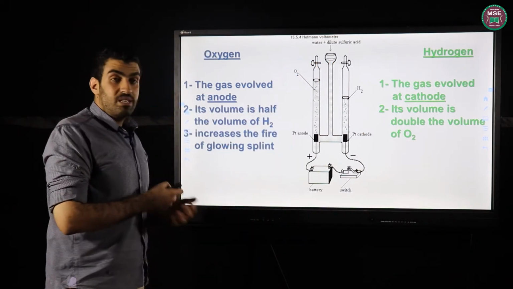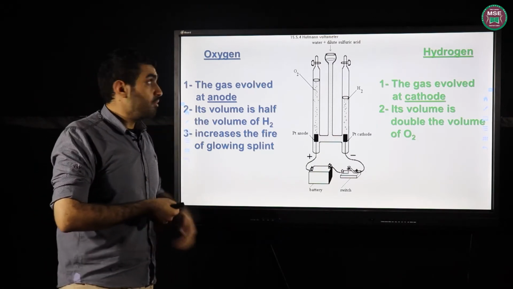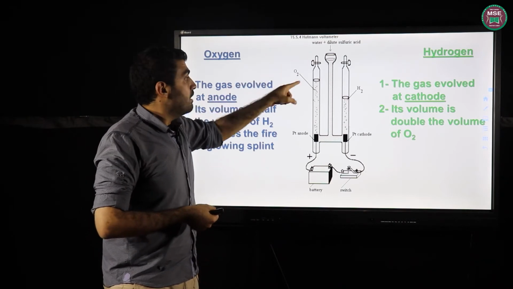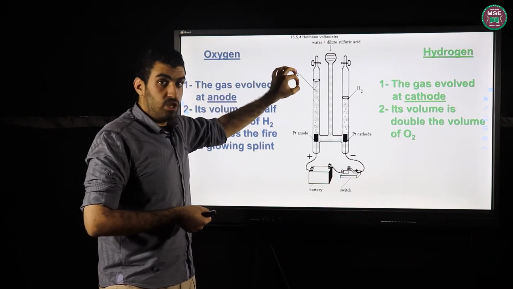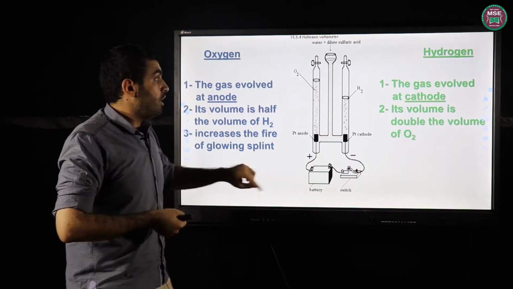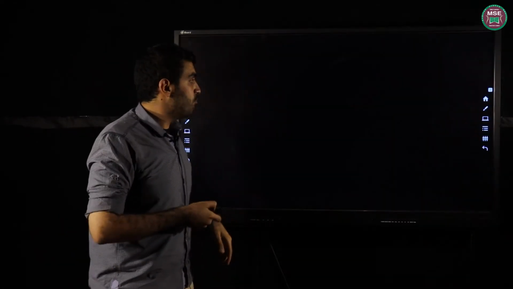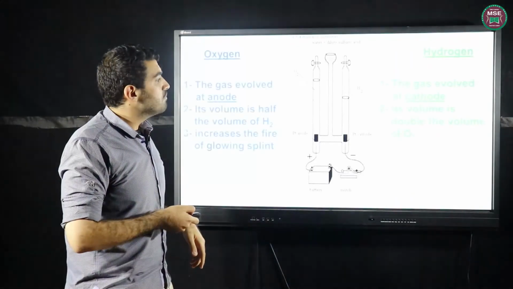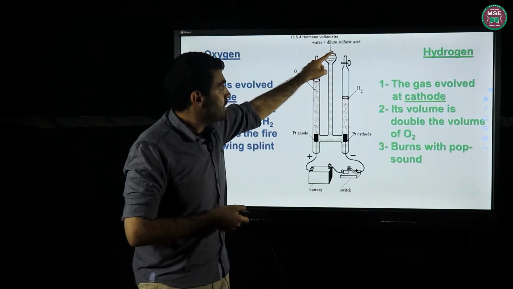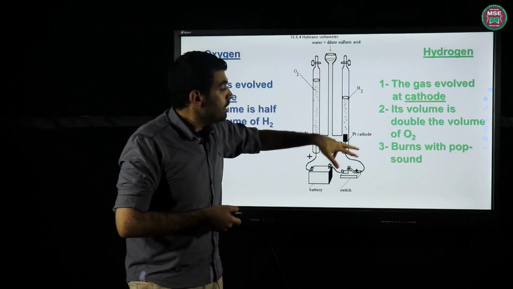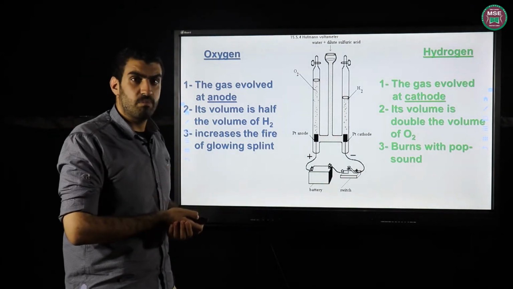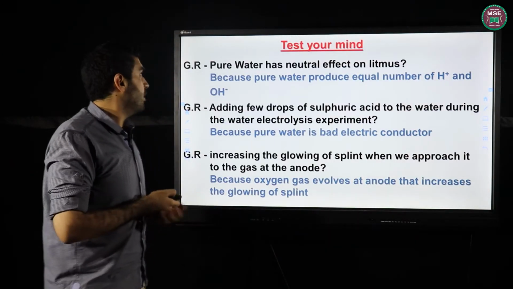Oxygen increases the fire of a glowing splint. If I brought a lighted match near this opening and I open the faucet, the gas which is found, which is oxygen, will increase the fire of the lighted match. While on this side, if I brought a lighted match to hydrogen gas, it burns with a pop sound like the sound of popcorn.